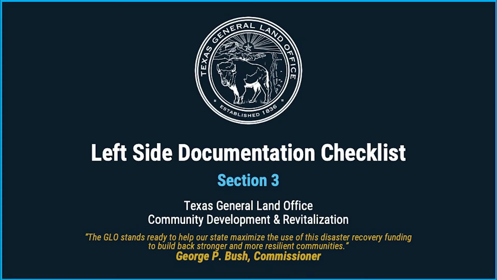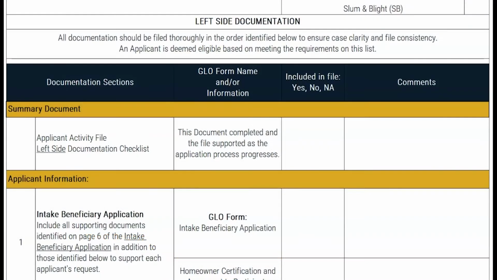The next section of the checklist includes the list of required documents that each file must have for each property. The file should be organized in the order that is identified in the checklist. On the checklist, the required documents are grouped into document sections, and under each section, there is information on required documentation and the name of the GLO form or information that is required to be in the file.